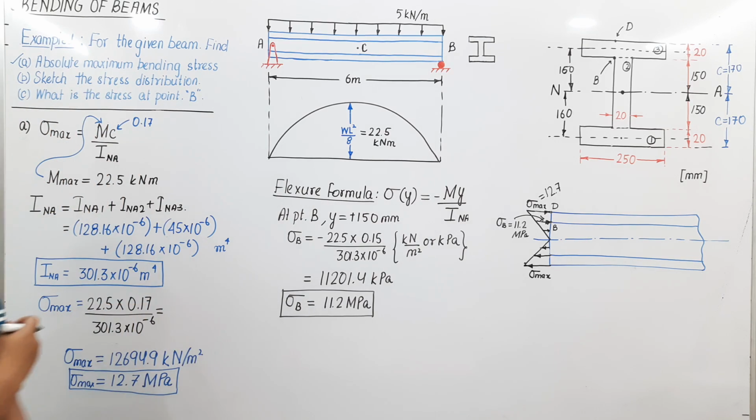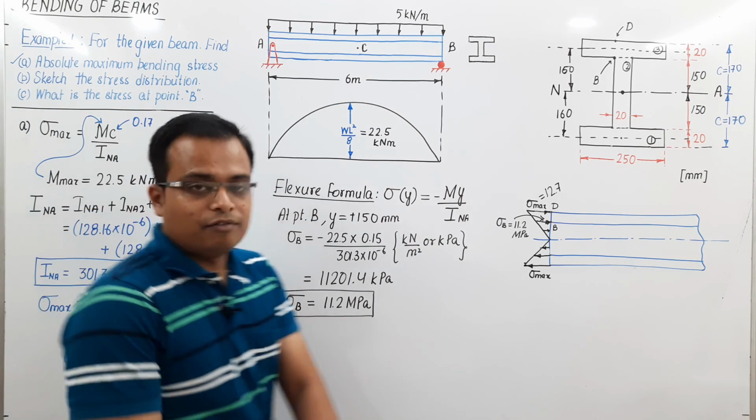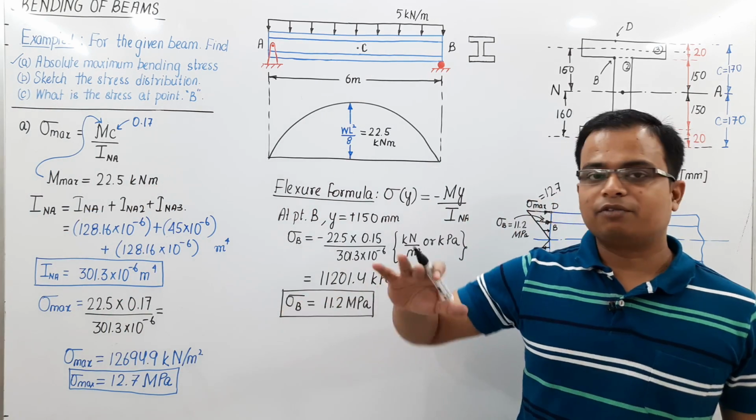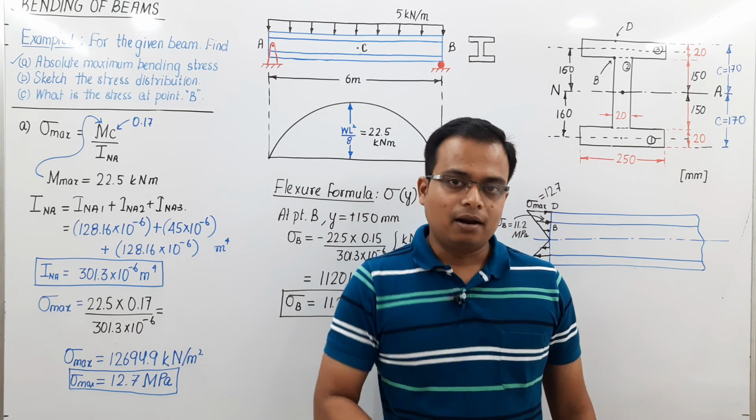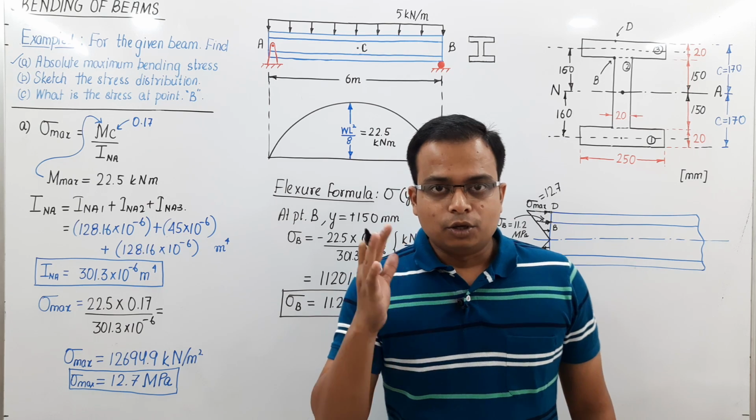So that was all about bending of beams, that was all about the flexure formula, and that was all about how moment of inertia with respect to any axis can be worked out using the parallel axis theorem.